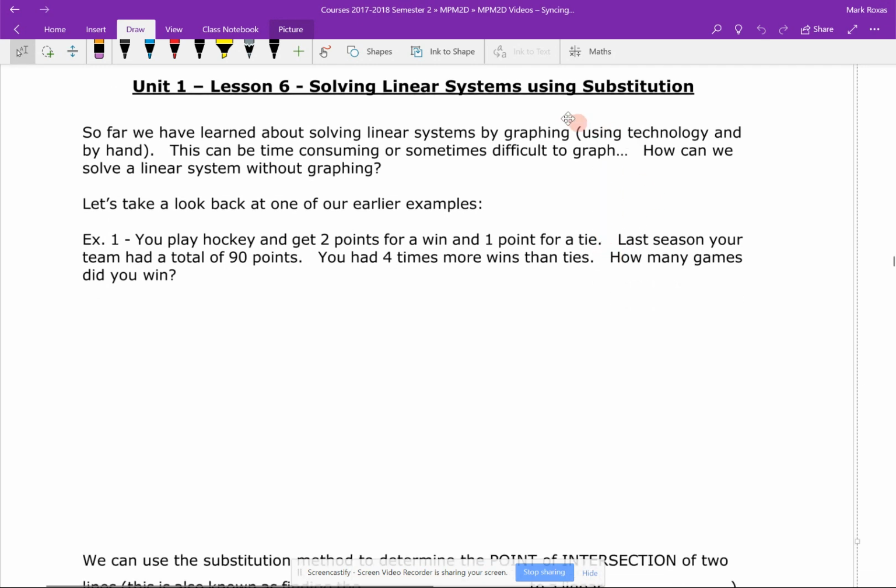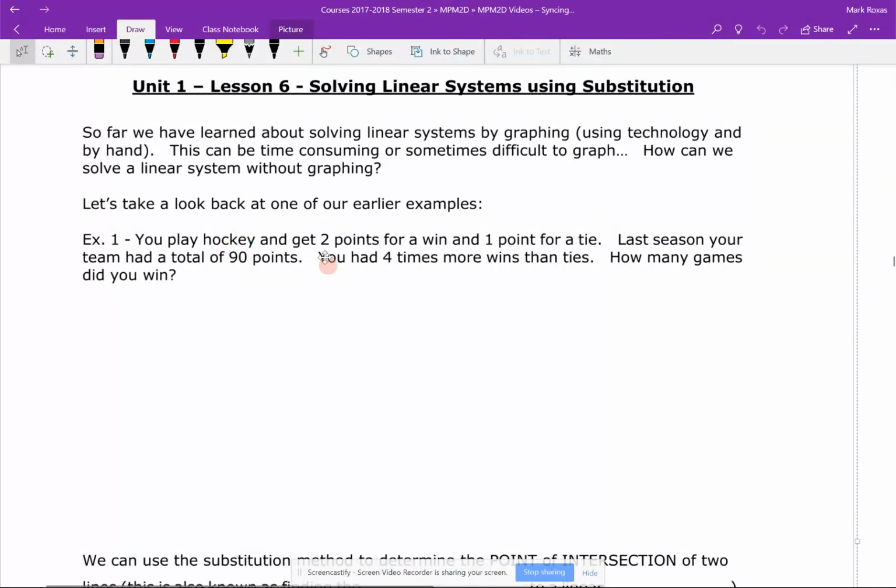Well, I'm going to introduce to you this method called substitution. I'm going to do this by looking at one of our previous examples. If you may remember an example from earlier videos, you play hockey and you get 2 points for a win and 1 point for a tie. Last season, your team had a total of 90 points. You had 4 times more wins than ties. How many games did you win?